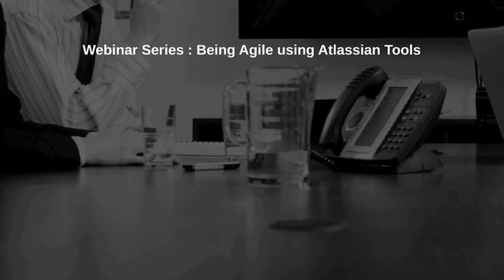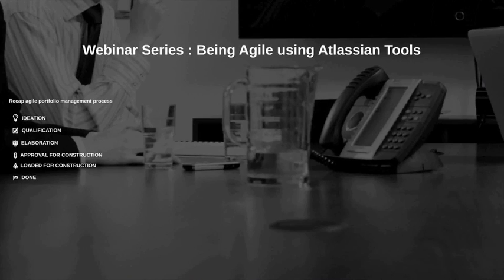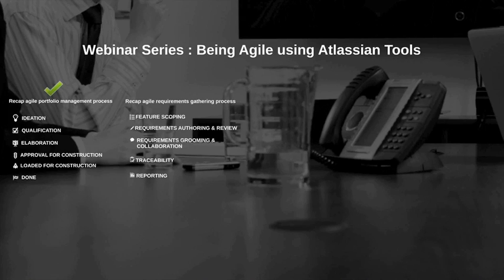Our webinar series is Being Agile using Atlassian tools. In the past, we've done a recap on the Agile portfolio management process, including ideation, qualification, elaboration, the approval for construction, and being loaded for construction. In the next webinar, we did the Agile requirements gathering process, including feature scoping, authoring and review, grooming and collaboration, traceability and reporting. And now we are on 3 of 5, which is the basic Agile release management process using Atlassian tools.